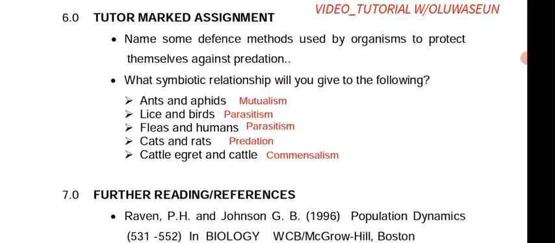Now, what symbiotic relationship will you give the following? You can see I've given the answer already. Ant and aphid, they exhibit mutualism. Lice and birds, parasitism. Fleas and human, parasitism. Then cat and rat is predation. Cattle egret and cattle, we have commensalism. So that's about this unit.